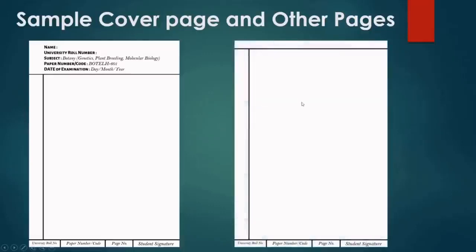The other pages, you will draw the margins as indicated, and at the bottom you will follow the same pattern as on the cover page. So you will again have these 4 boxes: your university roll number, paper number or code, page number, this will be page number 2, and your signature. And then you have another page. This university roll number, paper number, code, and student signature will remain the same, but the page number will be 3, then 4, then 5, then 6, like that, till you complete your answers.